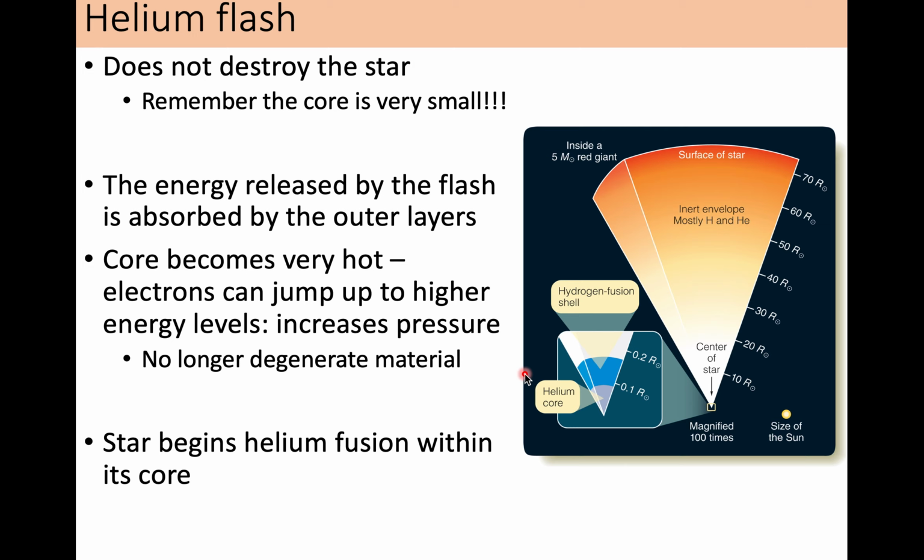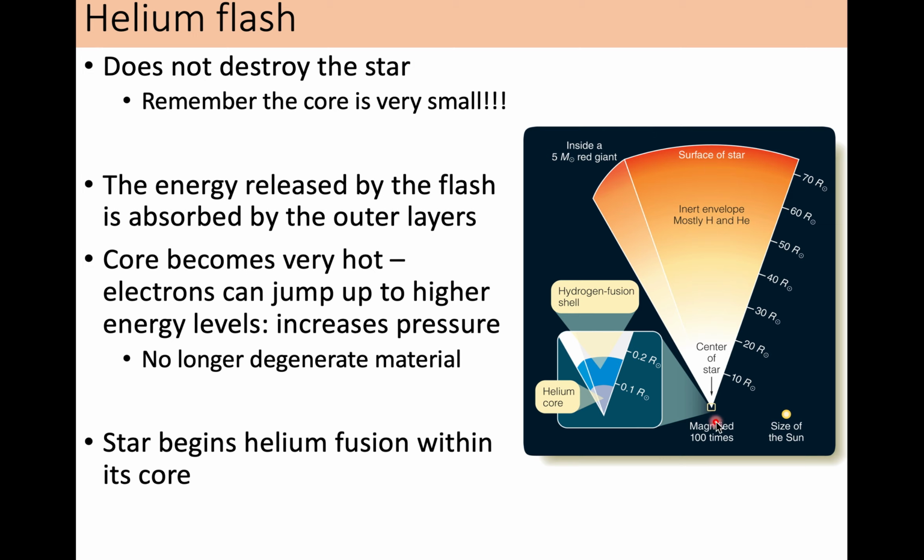That core is teeny tiny and super, super dense. It is very, very small. So this huge output of energy radiates outward throughout the star, and all of that energy released by that helium flash will actually be absorbed by the outer layers of the star. The energy moves outward from the center of the star, and the outer layers of the star are going to absorb that energy.